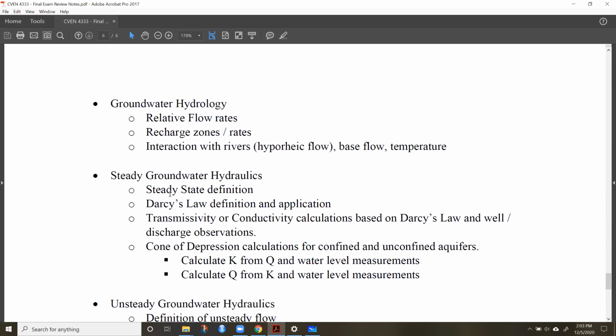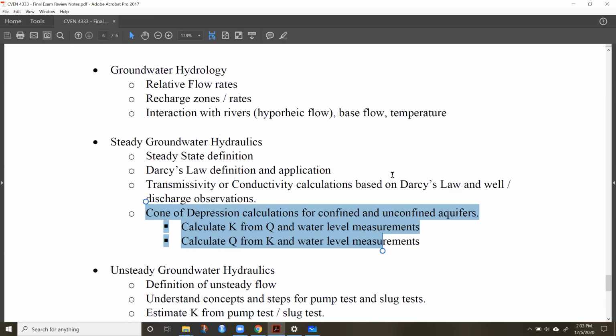As far as steady groundwater hydraulics goes, what does it mean to have steady state conditions for a groundwater problem? Understand Darcy's law, what that means. Remember, it's a function of the hydraulic conductivity and the gradient. The cone of depression problems that we did, so that was calculating hydraulic conductivity from a well that's being pumped at a certain discharge, and we know some water level measurements at steady state, right? This has been happening a long time. The water levels aren't changing over time. We could also calculate the discharge from known hydraulic conductivity and water level measurements.